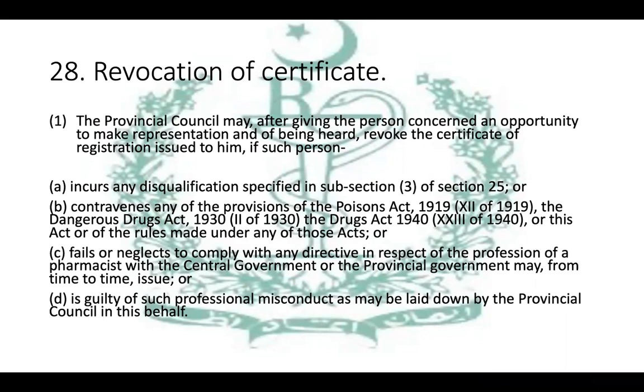28(1) says a person incurs any disqualification specified in subsection 3 of section 25. अगर आप डिस्क्वालीफाई होते हो उसमें जो लिखा गया है अंडर सेक्शन 25, तो उसके लिए आपका रजिस्ट्रेशन रिवोक कैंसिल भी हो सकता है. Then 28(2) says 1A in B says contravenes any of the provisions of the Poison Act 1919, the Dangerous Drug Act 1930, the Drug Act 1940, or this act or of the rules made under any of those acts.